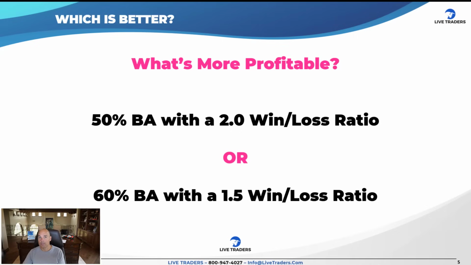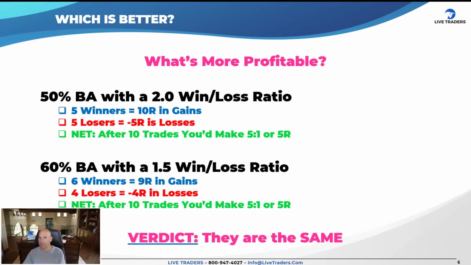So the answer is pretty much identical. There might be a very, very subtle difference, but for all intents and purposes, they are identical. Do the math. 50% batting average: 5 winners gains 10R, 5 losers loses 5R. Net, after 10 trades, you'd make 5R. 60% batting average: you have 6 winners, you only gain 9R instead of 10, but you also have fewer losers, and you lose 4R. Net, after 10 trades, you make 5R. The verdict is they are the same. Two different ways to get to the same place.